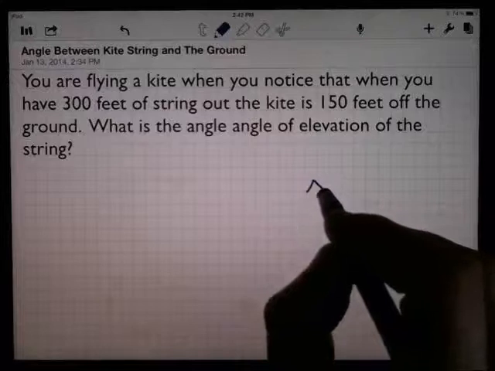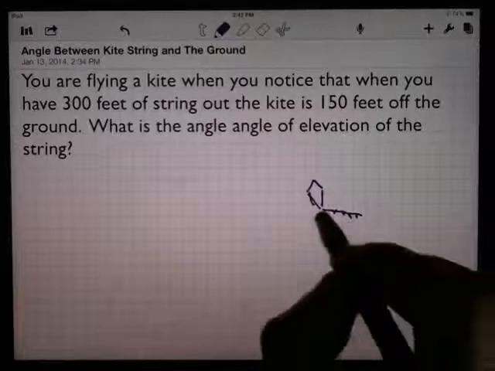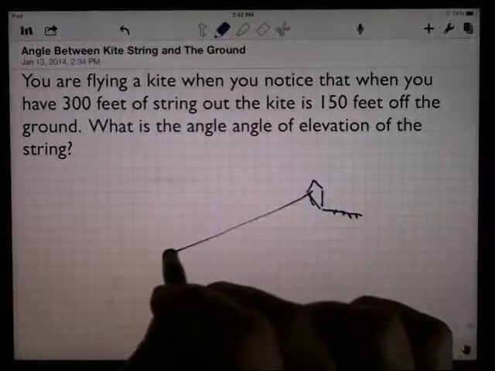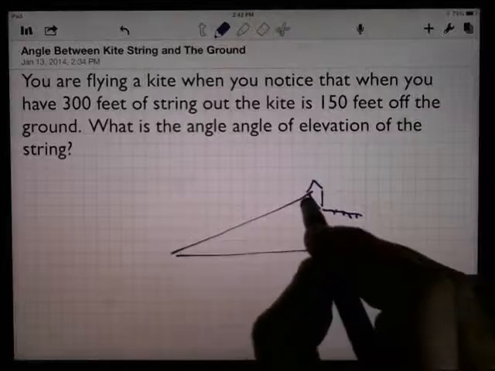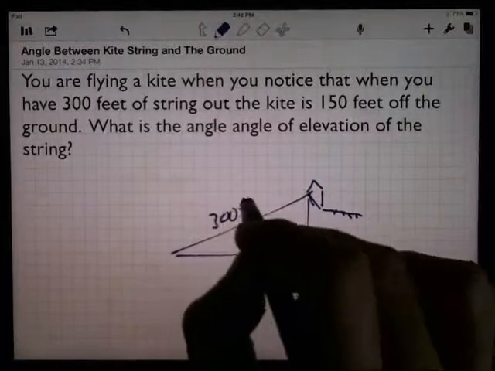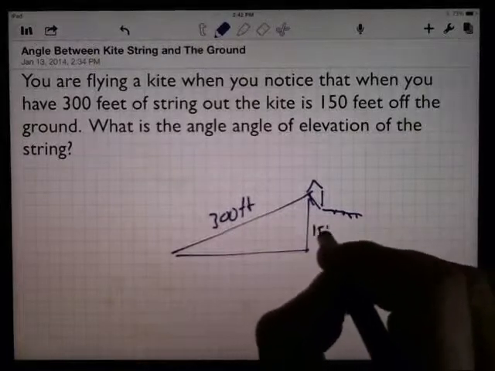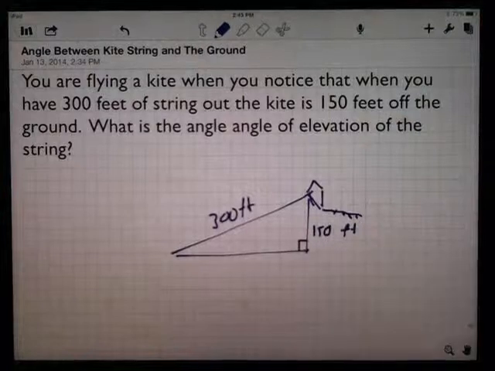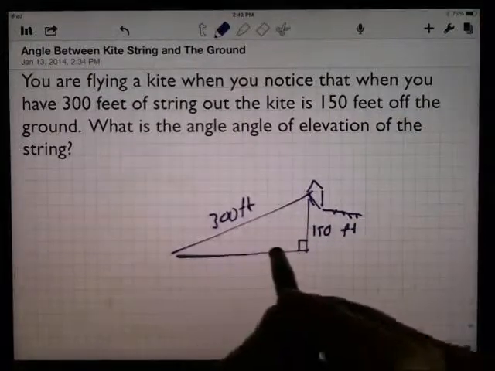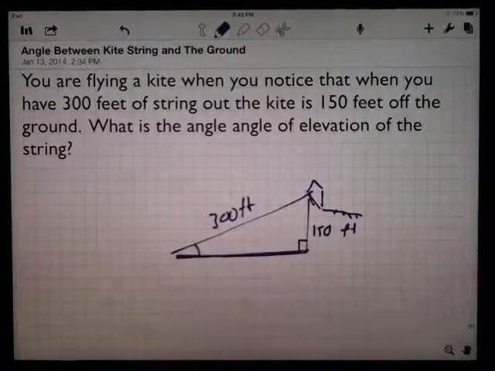So here's your kite up in the air, and the string is coming down to you here. And you notice that at the point when you have 300 feet of string out, the height of the kite is 150 feet. Assume this is measured straight up and down. This is horizontal. I'm asking about the angle of elevation, so from the horizontal up.